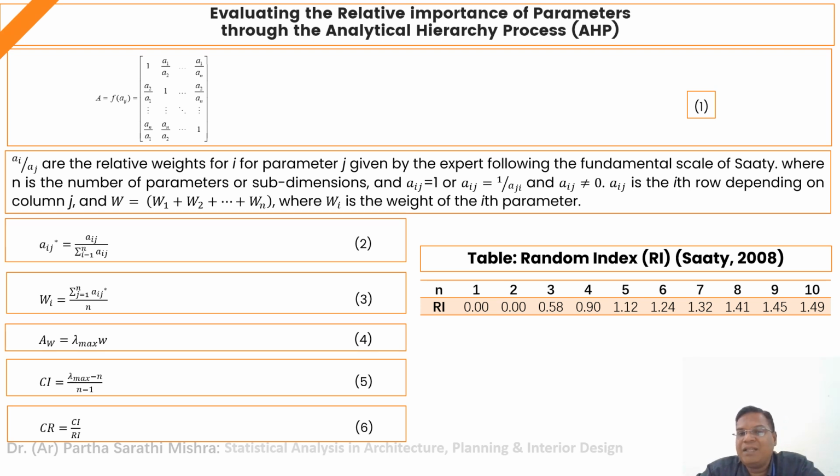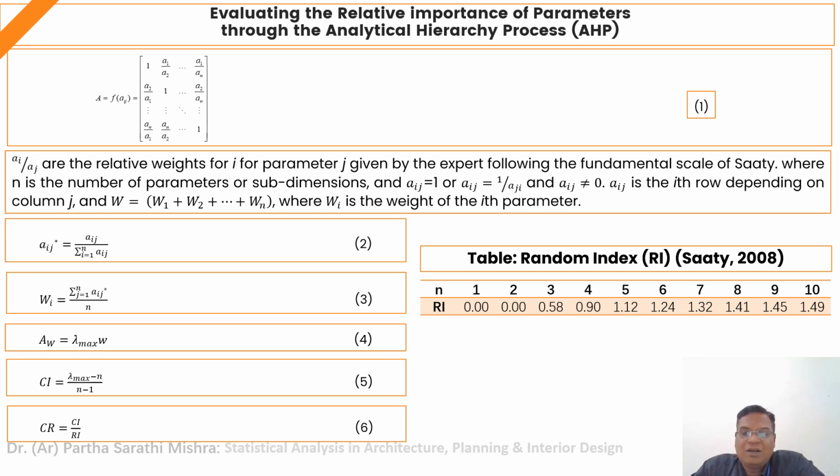Again, there is something called the random index. If we have to compare the consistency ratio with the number of variables, if our number of variables is 3, then we can go with the RI value equal to 0.9. If our number of variables is 9, then we can say the RI value is 1.45. Similarly, if we have more than 10 variables, then the maximum RI value is 1.49.